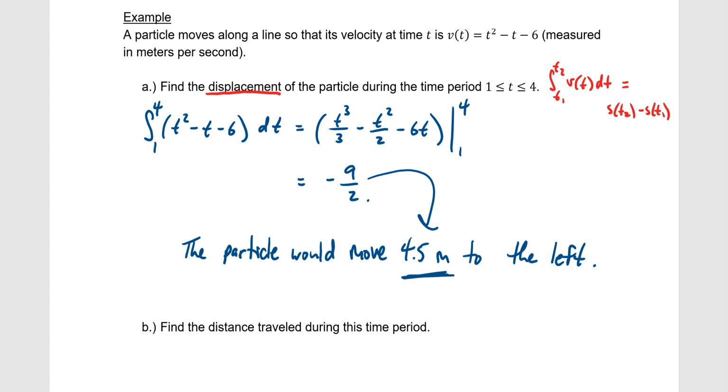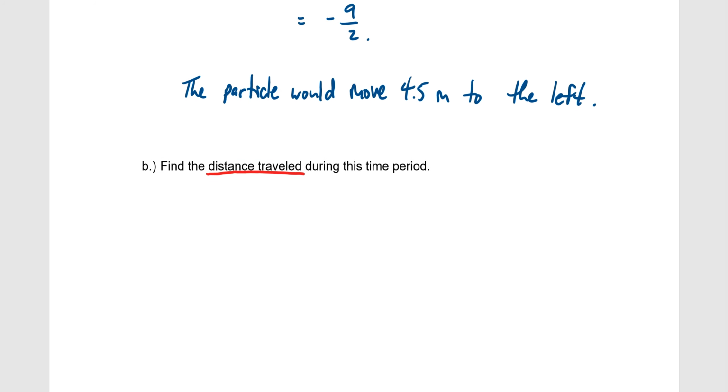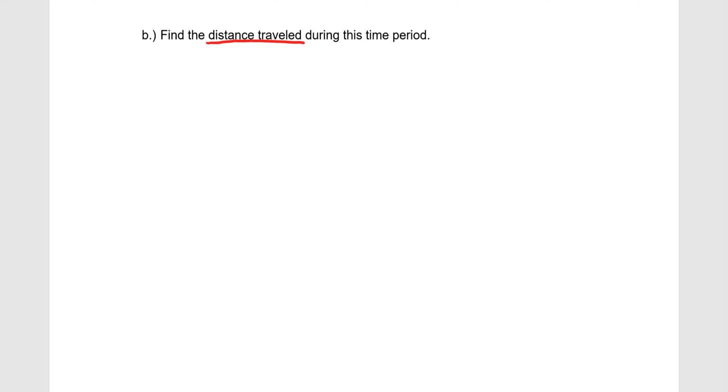9 over 2 is 4.5. Since it's negative, to the left. So it ended up being 4.5 meters to the left of where it started. Next, let's go ahead and find the distance traveled. And the distance traveled is going to be a little bit harder.